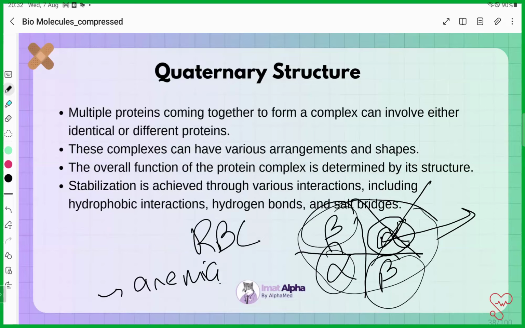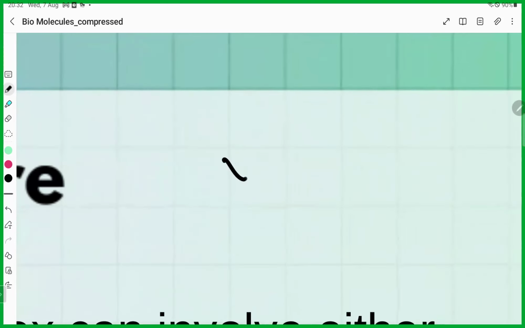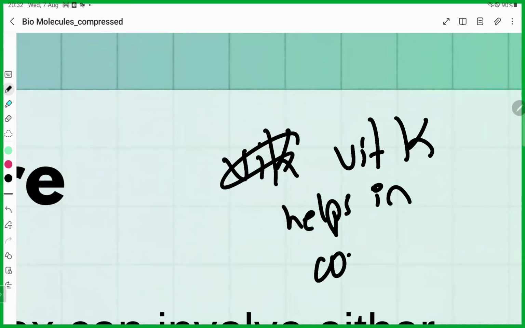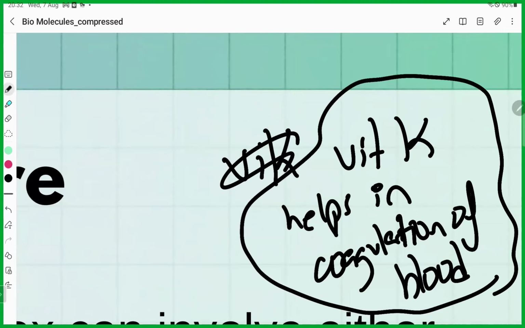I want to give an additional note, which is out of topic, but I want to give it. So vitamin K helps in coagulation of blood or blood clotting. So vitamin K helps in coagulation of blood or blood clotting. I don't know out of what this came to my mind, but I said it.